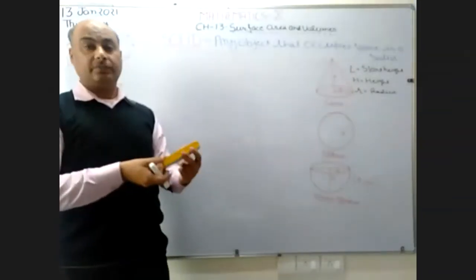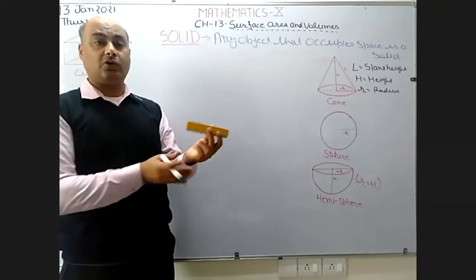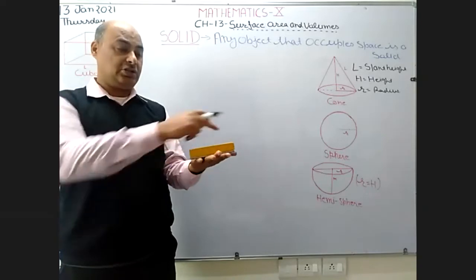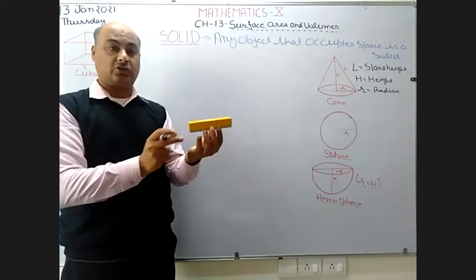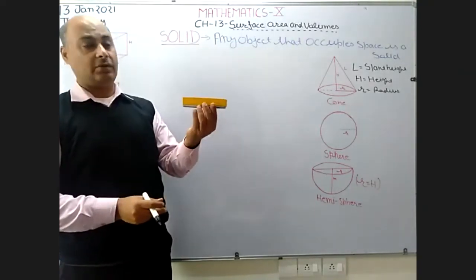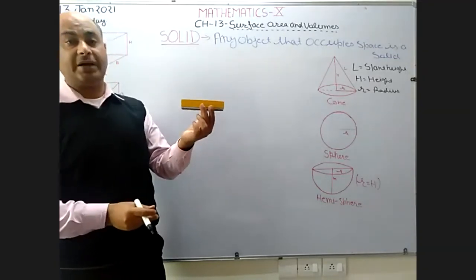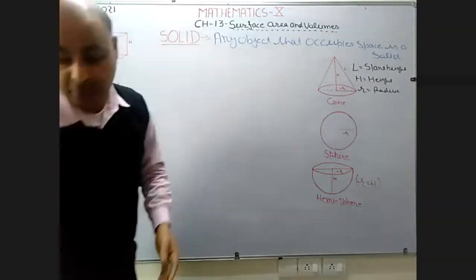Suppose this is your duster. Okay, so this is a solid because it occupies space. This space is occupied by this duster, so this is a solid. What is the shape of this duster? Cuboid. Okay, so this is an example of a cuboid.